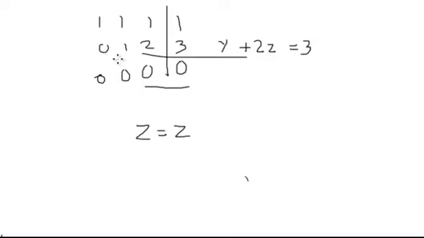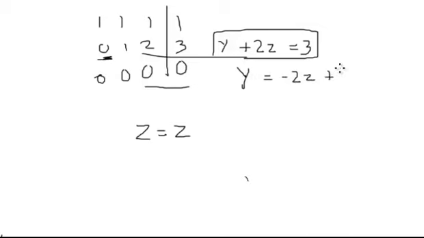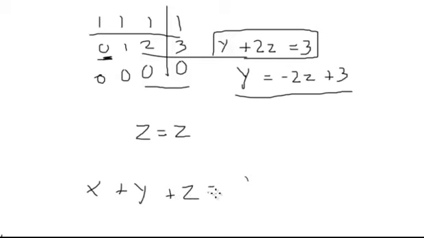Okay, remember, we don't have any x's. So I've got that: y plus 2z equals 3. So y equals, if I take away 2z from both sides, -2z plus 3. Okay, so there's y. So what does x equal? Well, again, I'm going to use the top row. And this is x plus y plus z equals 1.